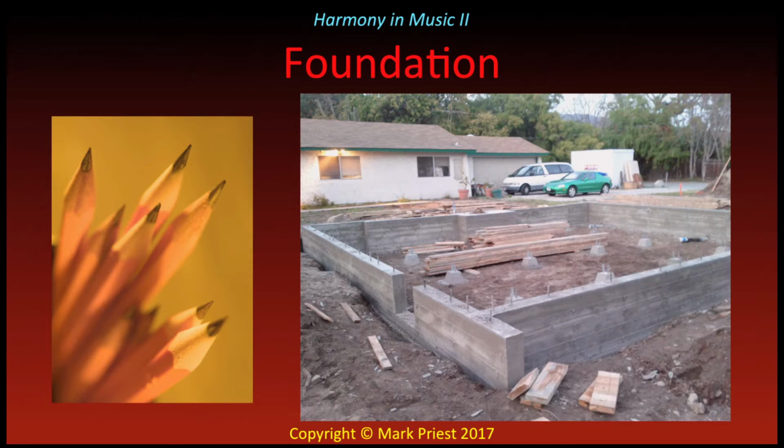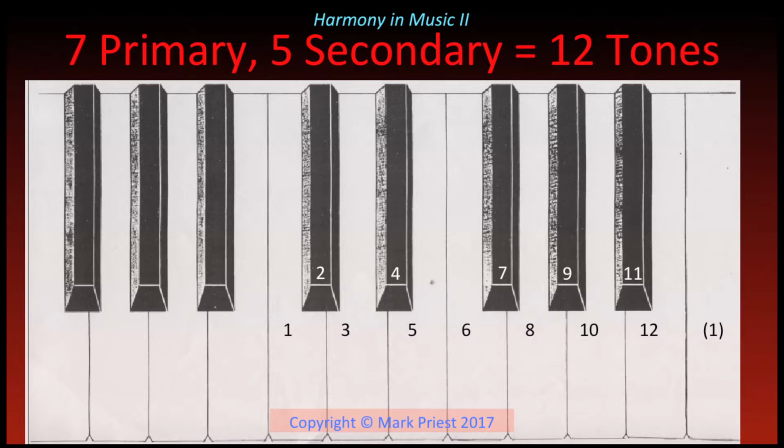Now that we understand each other, we have up to this point dealt exclusively with the major mode, pointing out that there are 7 primary tones and 5 secondary tones for a total of 12 tones in the octave. When played consecutively, they form a chromatic scale.